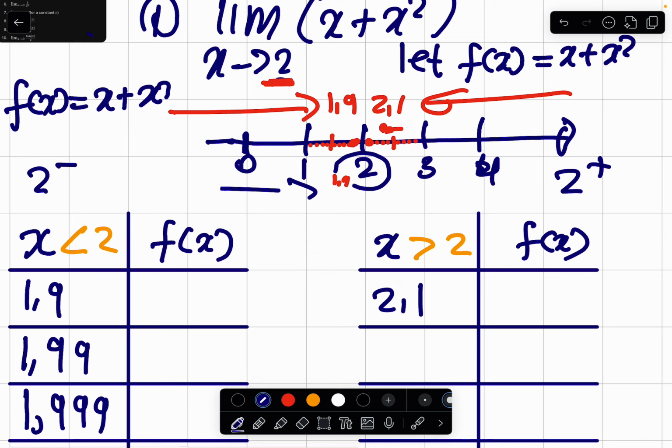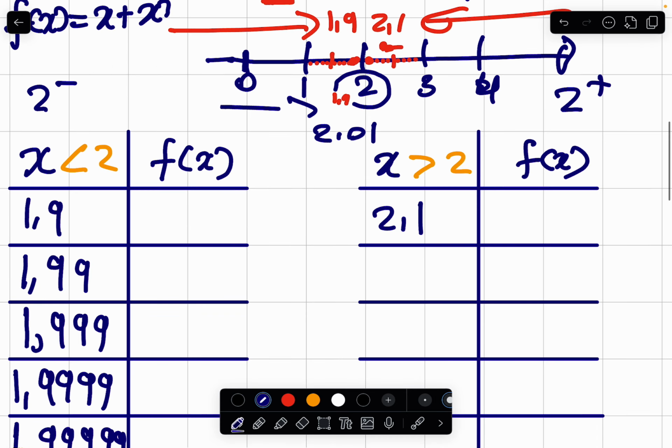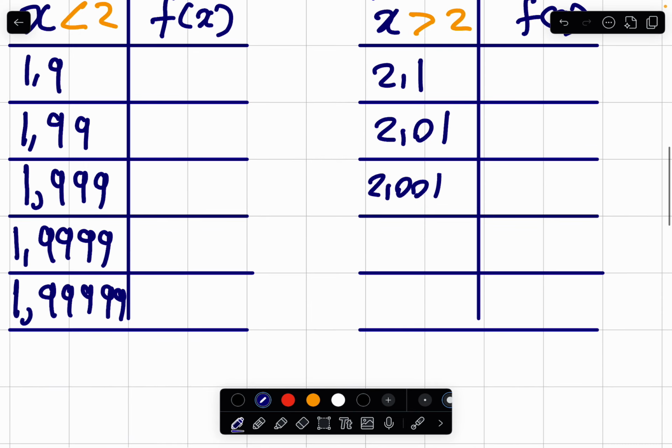What is another value that is very, very close to 2, closer than this one? It is 2.01. Understand? It is approaching 2, meaning we have 2.01. Another one is 2.001. I'm pretty sure now you can see the pattern. We have 2.1, 2.01, 2.001, 2.0001.